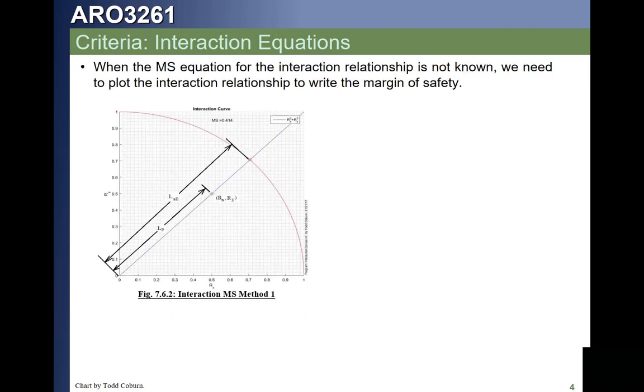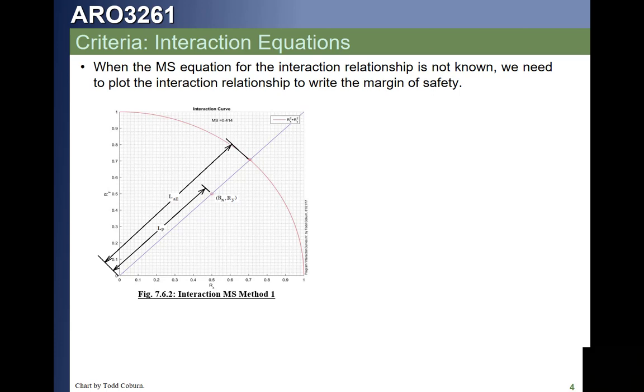The way we're going to do this is we're going to plot one stress ratio on the horizontal axis and the other one on the vertical axis. If, for example, this red curve is our interaction curve plotted on that graph, and we plot our point, Rx, Ry, against the curve, you can see that that should show a positive margin of safety.